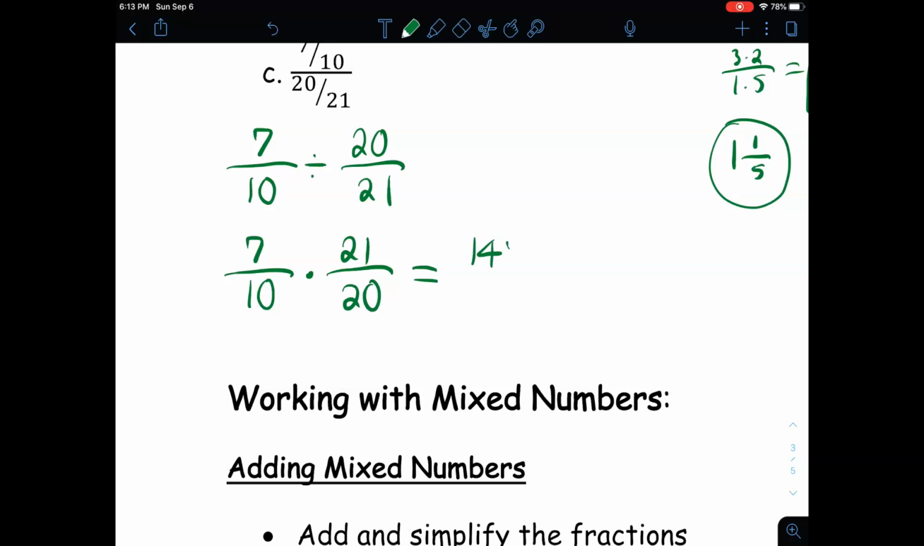147. And then 10 times 20 is going to be 200. And I'm boxing that. I think 147 is not prime, but there's not a lot of numbers that go into 147 nicely that would work with 200. Yeah, I think that's good.